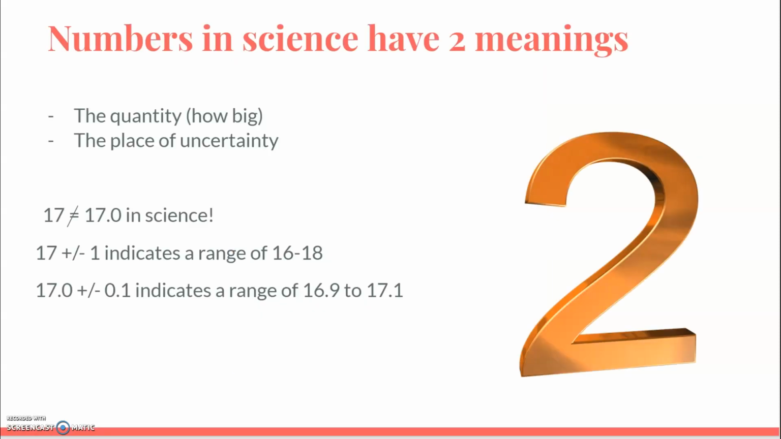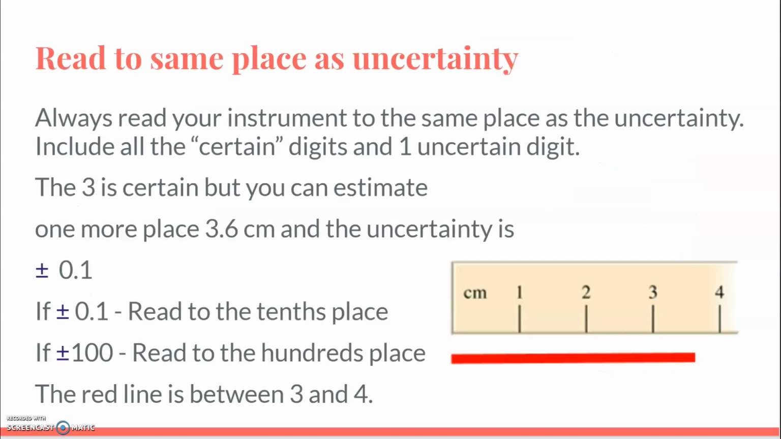We've already talked about how numbers in science have two meanings: the quantity, how big they are, and the place of uncertainty. So maybe in math 17 equals 17.0, but not in science. In science, 17 indicates that there is a plus or minus range somewhere in the ones place. So the range could be possibly from 16 to 18. 17.0 plus or minus 0.1 indicates a range of 16.9 to 17.1, a much smaller range.